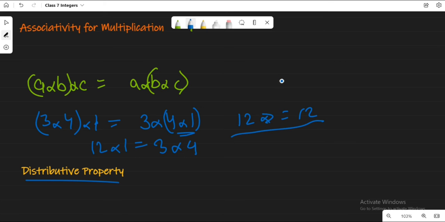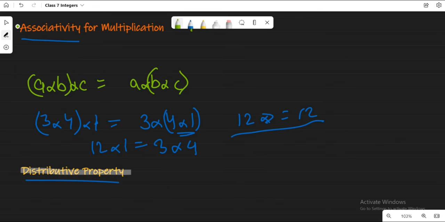So now it is proved that the product of three integers does not depend upon the grouping of integers, and this is called the associative property for multiplication of integers. So now we have learned about associativity for multiplication. Let's come to the last topic, the distributive property.